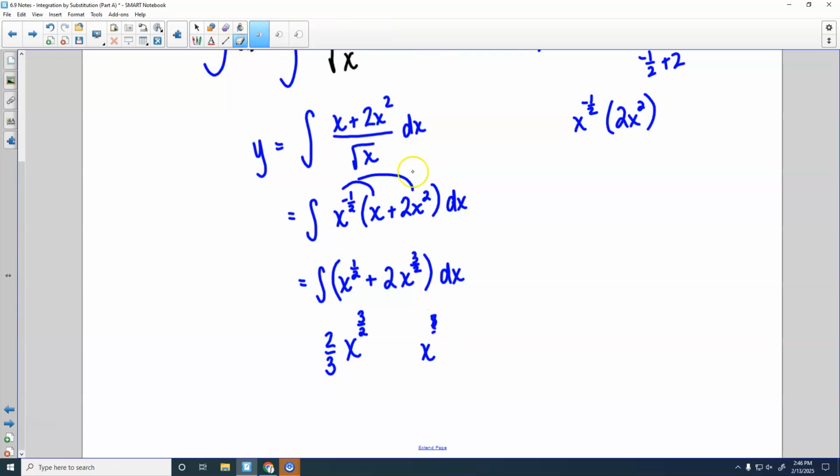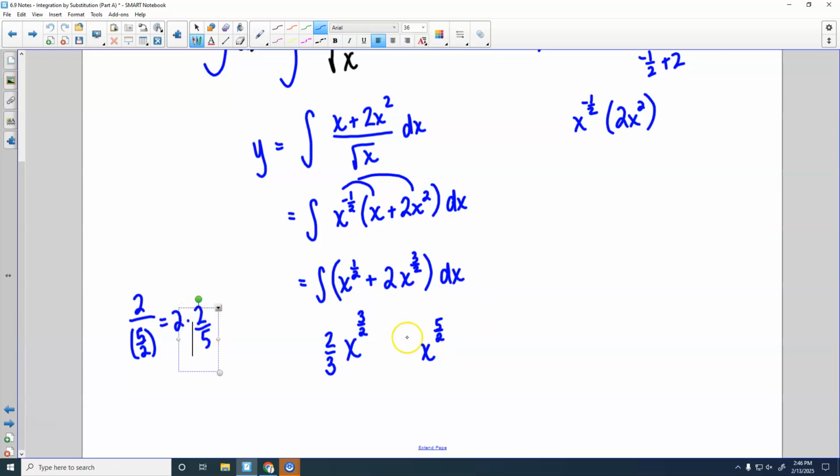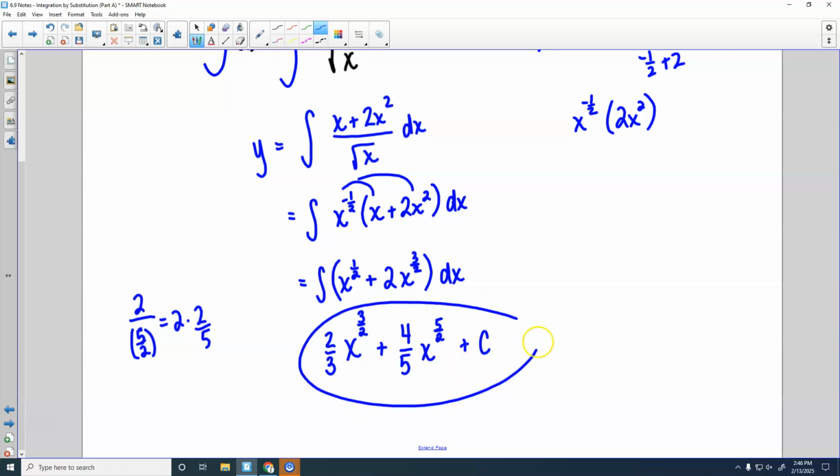Oh gosh, what am I doing here? 5/2. And then we got to do 2 divided by 5/2. Dividing fractions, easy as pie. We get 4/5. And then we put our plus C on the end. So that is your answer.